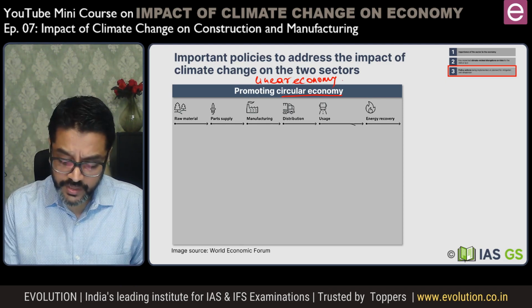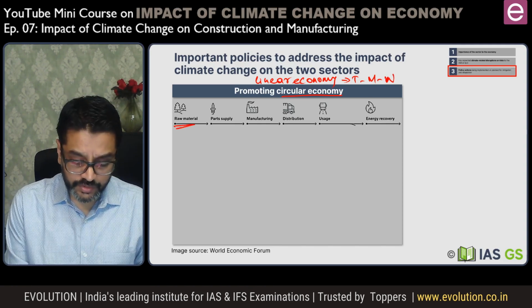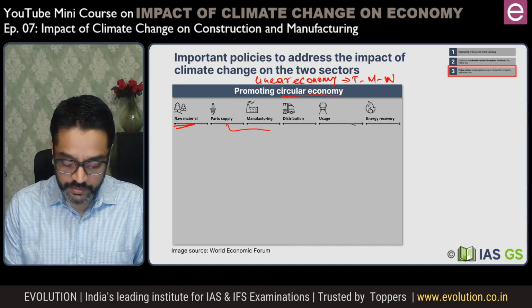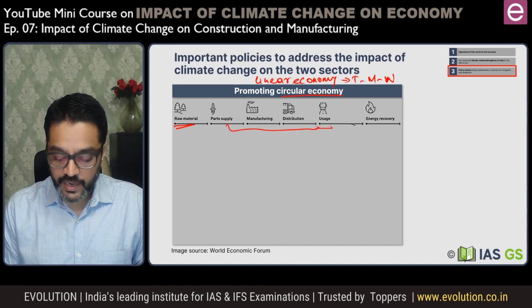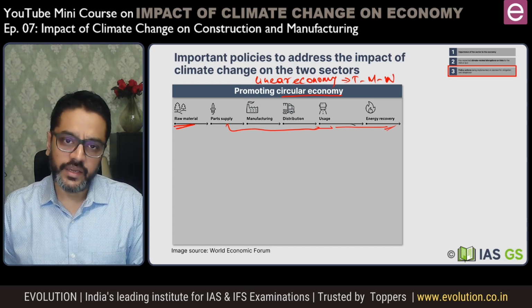Linear economy is basically based on a model of take, make, and waste. What does that mean? You take a resource from the environment or the earth, you make something useful out of it, you use it, and then it is a waste product, you discard it. So that is the linear economy model.